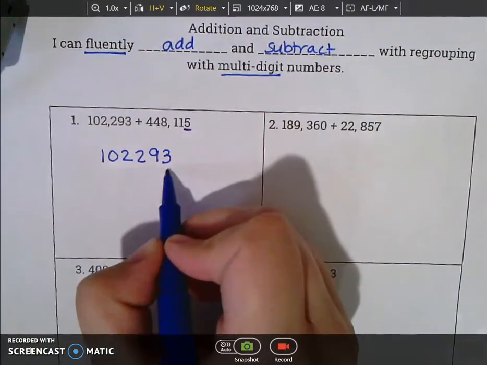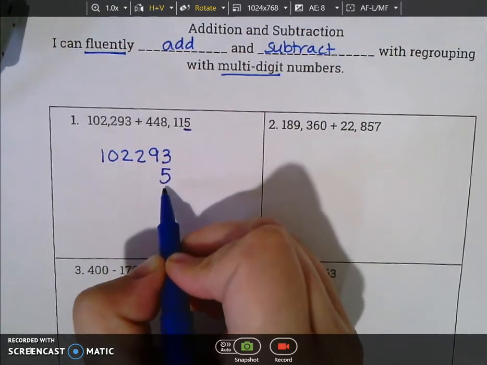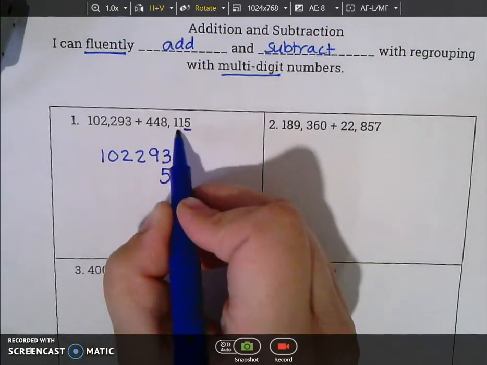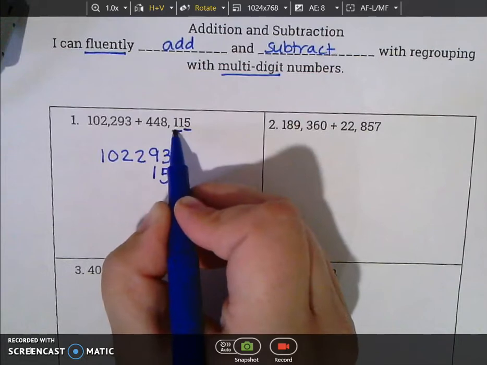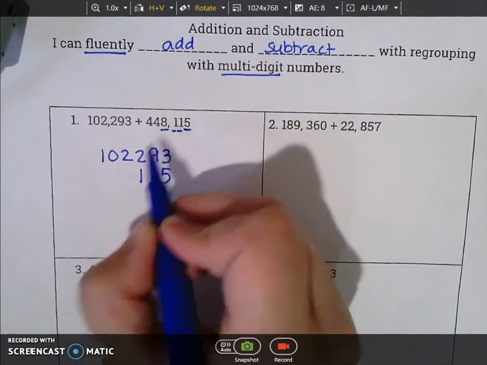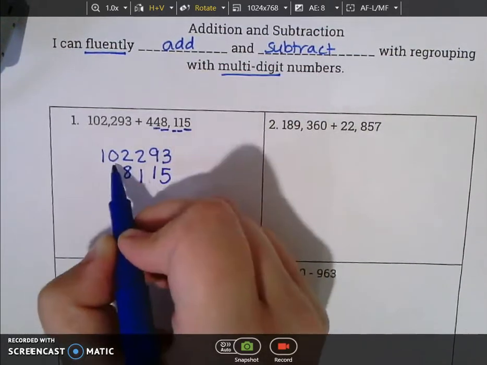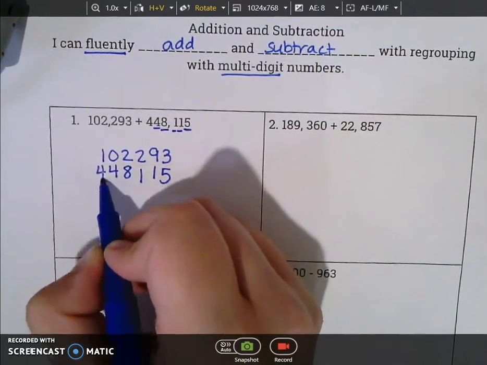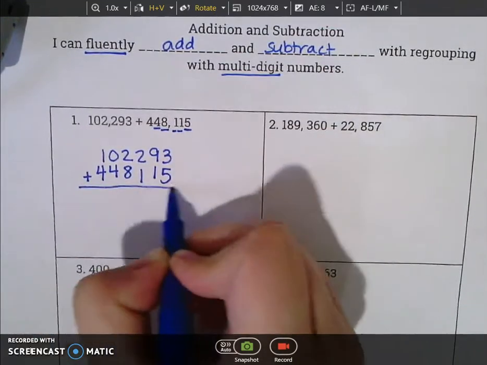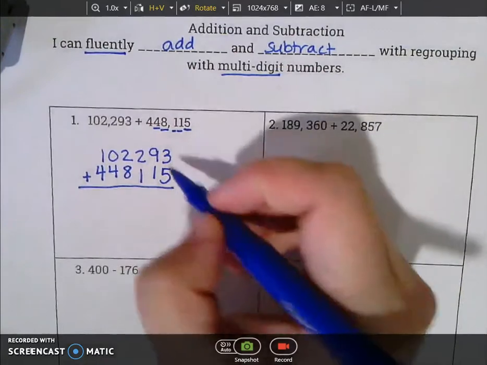So I'm going to start with my ones place. I got to make sure it's right under my ones place on the first number. Then I'll do my tens, then my hundreds, then my thousands, then my 10,000s, then my 100,000s. So now that I've got them all lined up, I can go ahead and add.